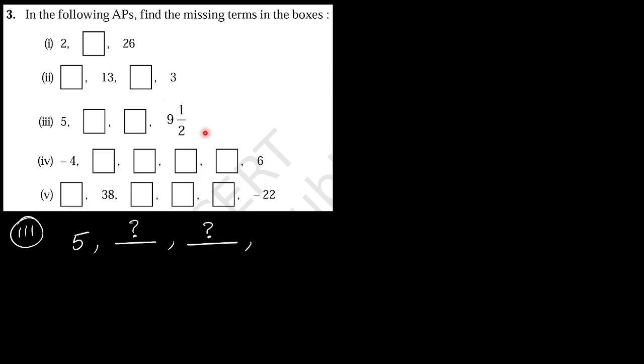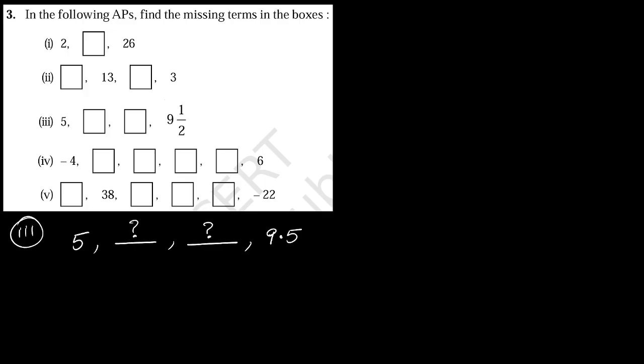What is the meaning of this? This is simply 9.5. Understood? 9 and 1 half means 9.5, or 9 plus half. That is the meaning of that. Or you may write it as 9.5. The two missing terms are there, we have to find out.